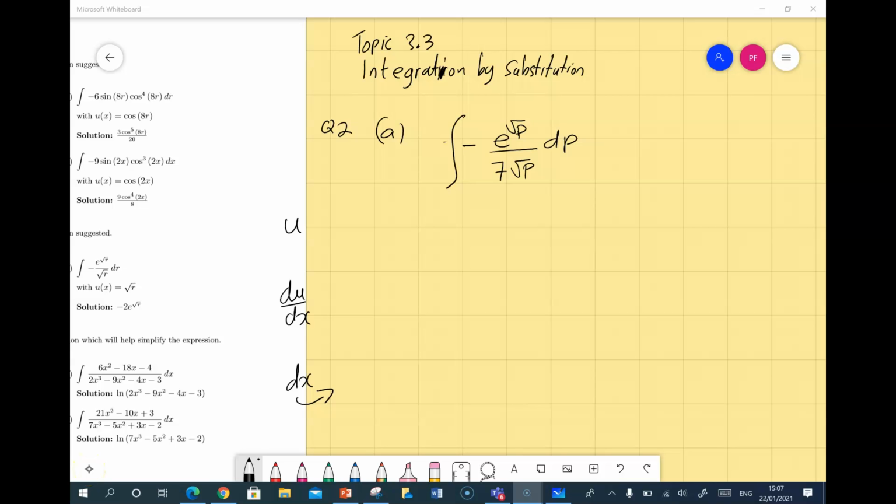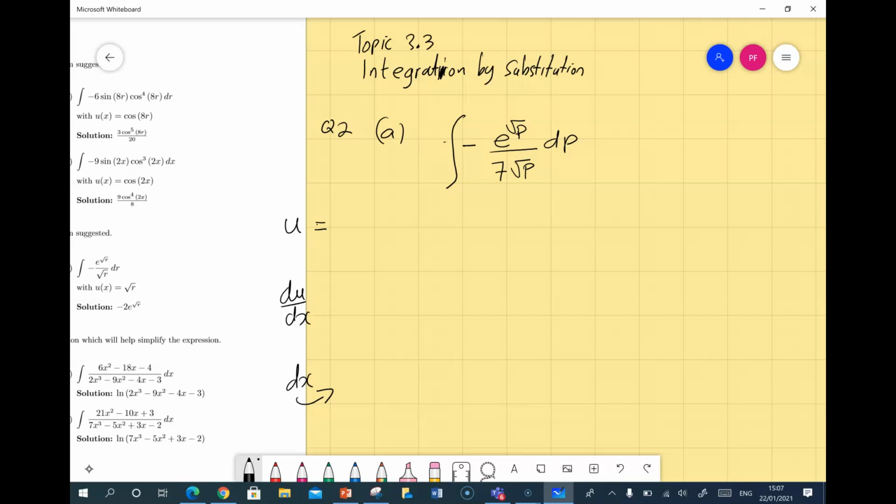Okay, topic 3.3, integration by substitution. Question 2a, we're dealing with exponentials to a power here. So remember, any u that we pick, we want to be able to differentiate it to turn into a different type of u. So let's have a look here.